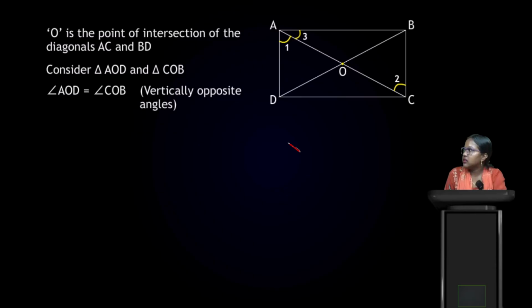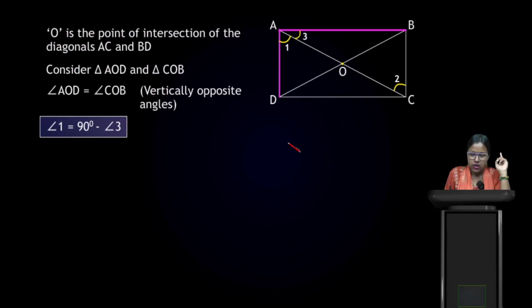Now again you see, this is angle 3. Angle OAB is angle 3, and this line AD and AB. Here you see, angle 1 equals to what we can write? 90 degree minus angle 3.